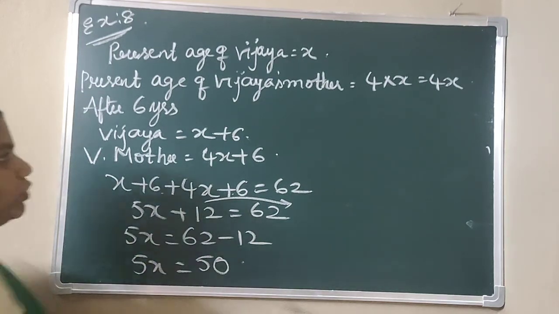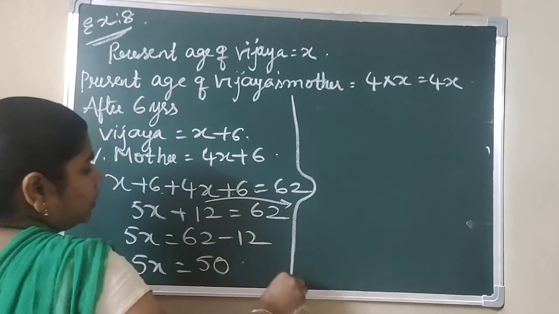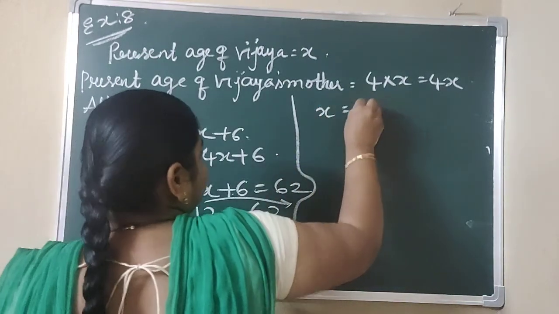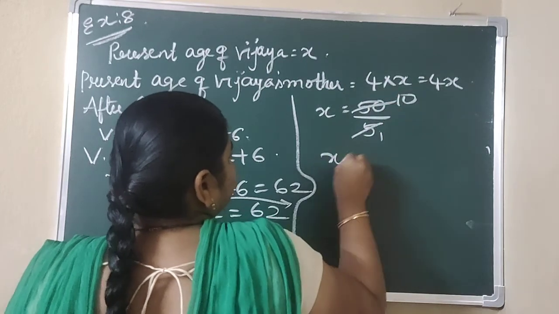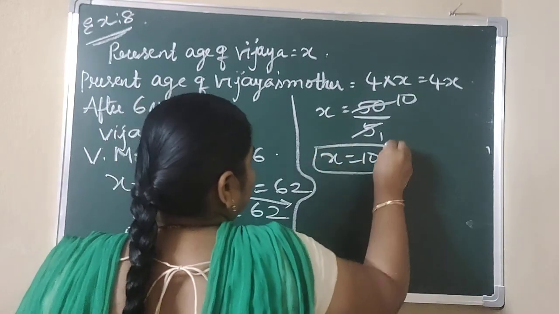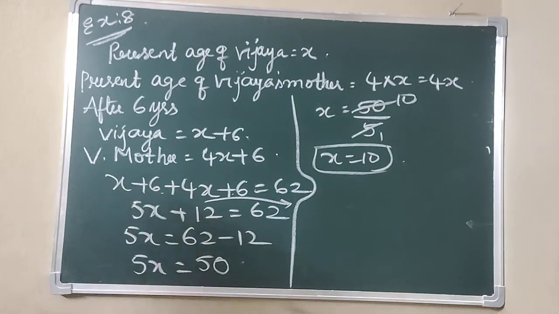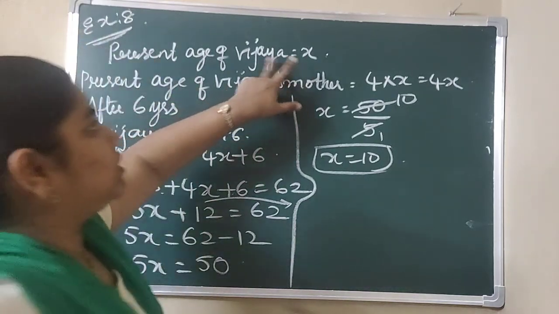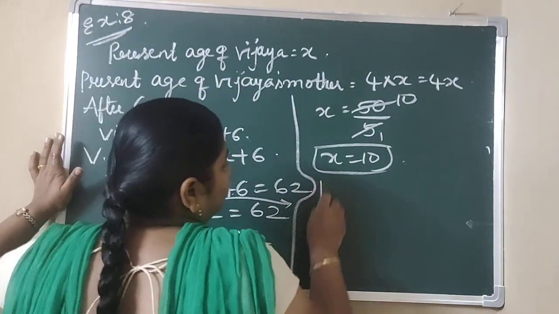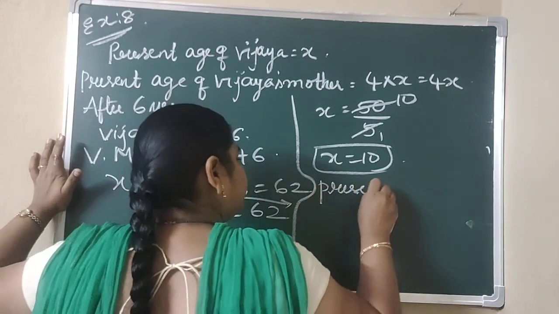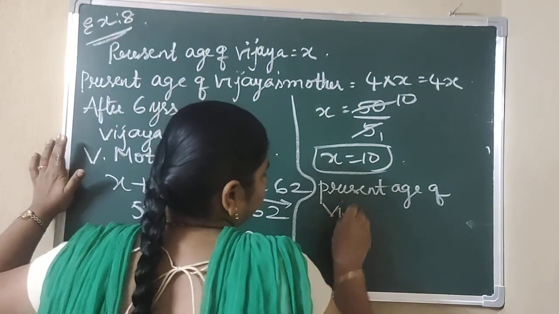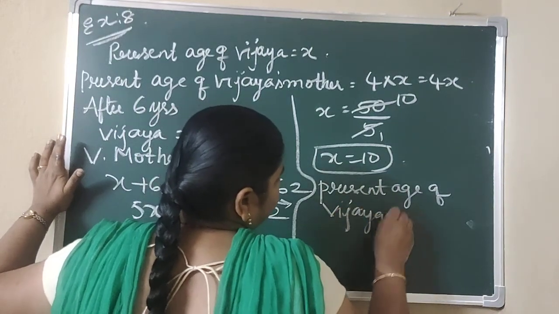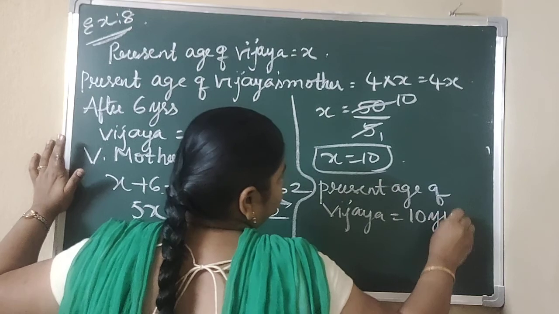So transpose 5 to the other side, that will become division. So x is equal to 50 by 5. 5 ones are 5, 5 tens are 50. So x is equal to 10. So what is the x value? The x value is 10. So x is nothing but Vijaya's value. So present age of Vijaya is how much? 10 years.